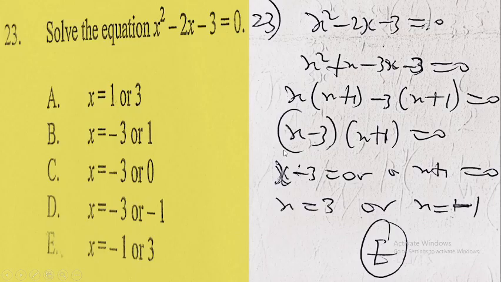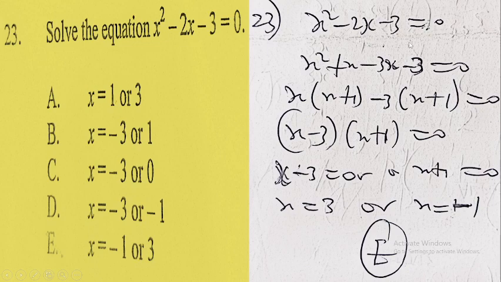So question number 23, we have to solve this quadratic equation. Of course, we know that the question is from quadratic equations, so we can solve it using factorization, completing the square method, or the formula method. But I factorize this. So what did I do? The coefficient of x squared is 1. Multiply by the constant, which is minus 3. That will give us minus 3.